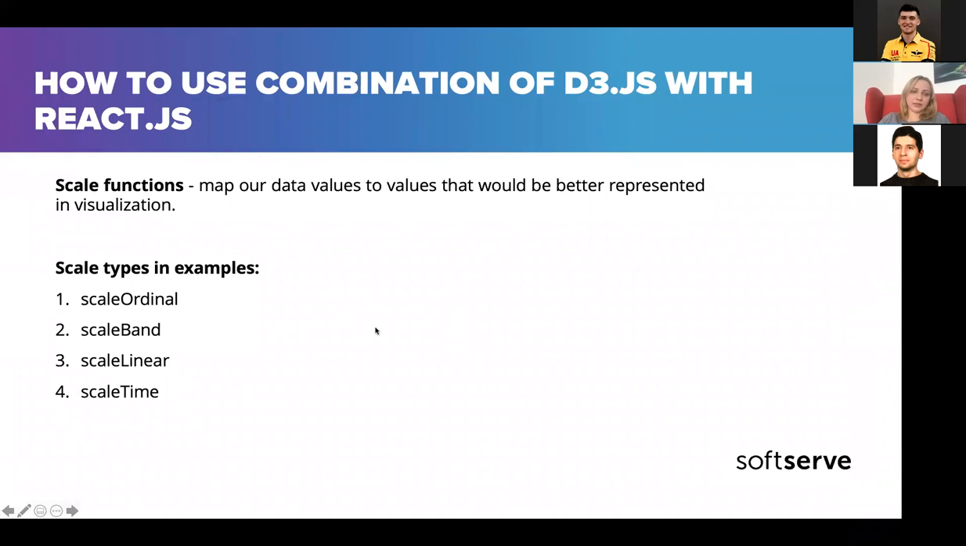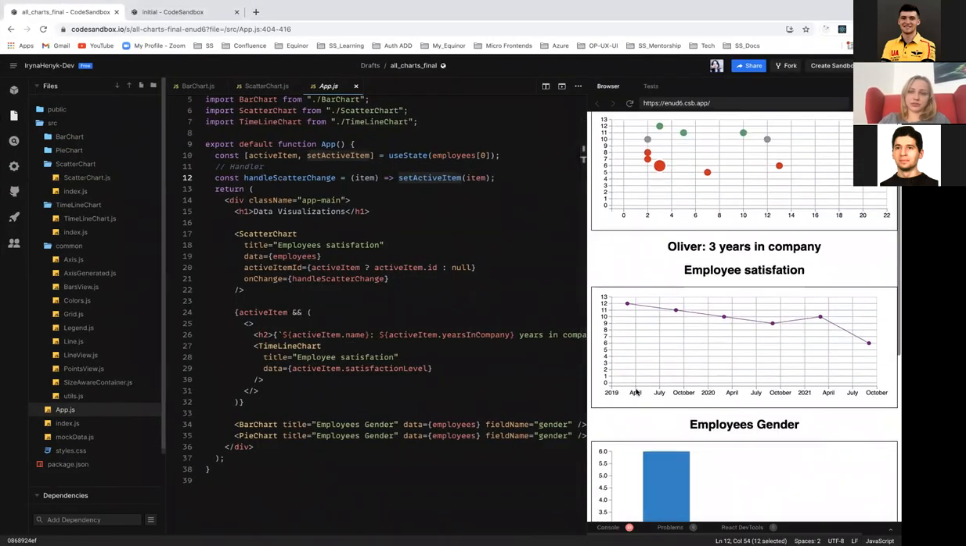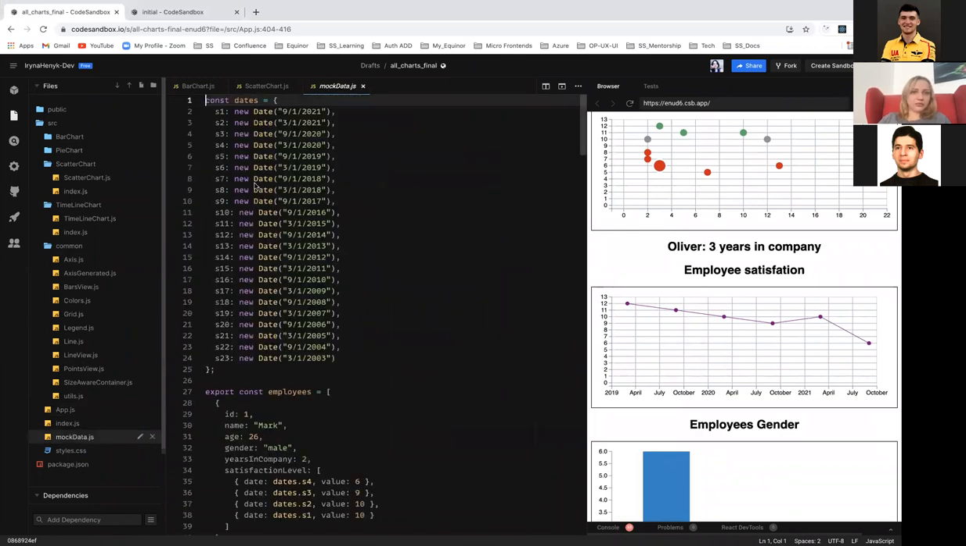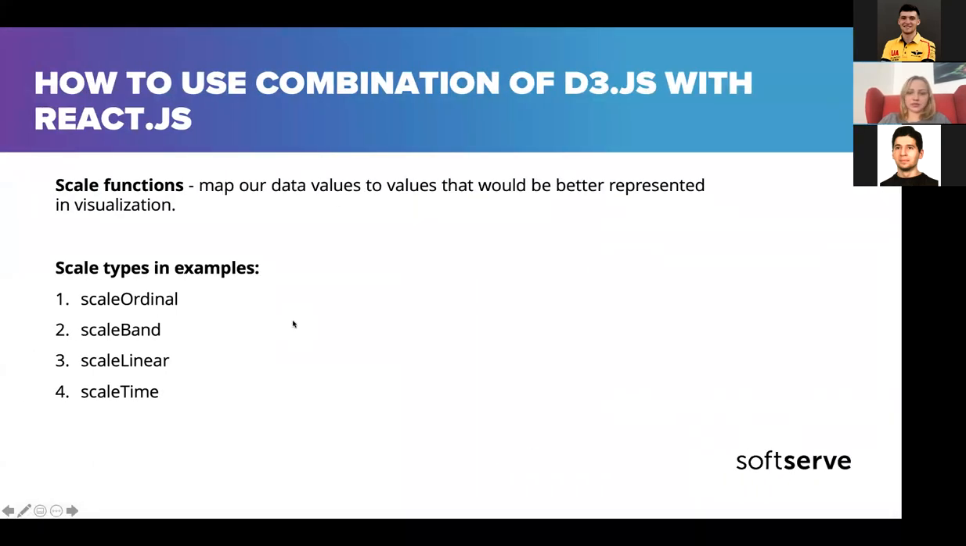And scale time is the function in D3 that will convert our mock data. We see that I have dates, and it will convert them into a human-readable form, and we display it to us.